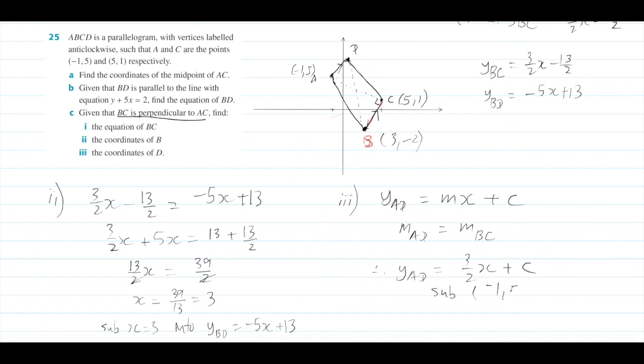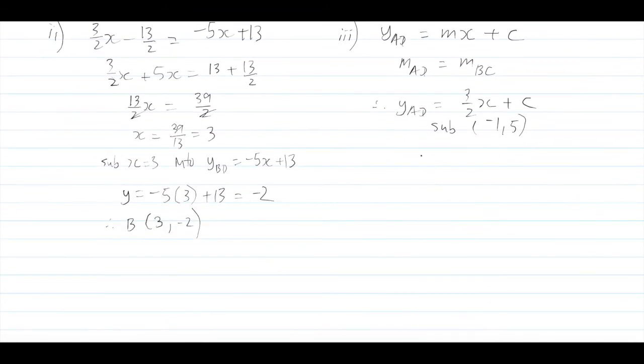So (-1, 5), and guys, we just need to solve for it. For AD, y is 5, and then x is -1, plus c. 5 equals -3 on 2 plus c, and c equals 5 plus 3 on 2, which is 10 over 2 plus 3 on 2, which is 13 on 2, and therefore y_AD is 3 on 2 x plus 13 on 2.